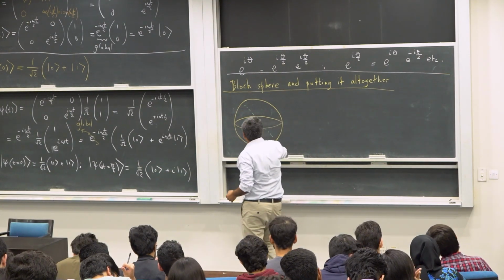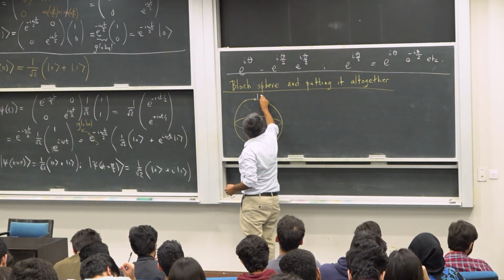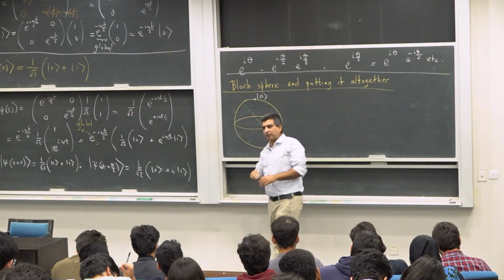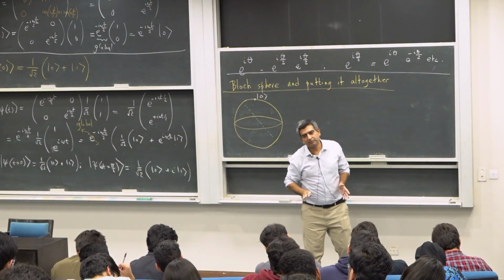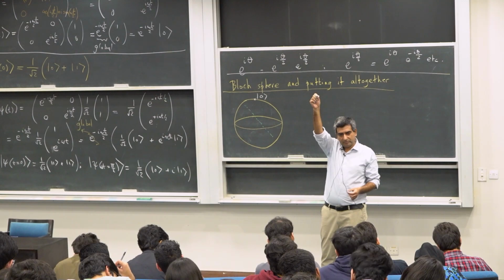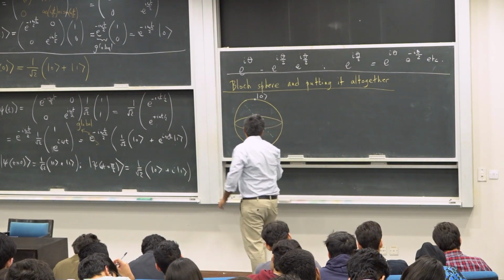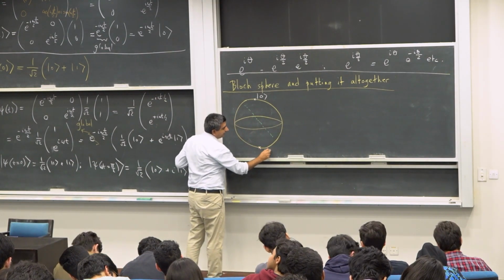So conventionally, on the north pole you have ket 0. Ket 0 lives on the north pole of the Bloch sphere, very top. So the orthogonal quantum state, which is ket 1, lives at the south pole.